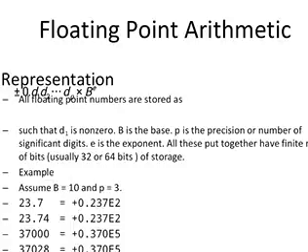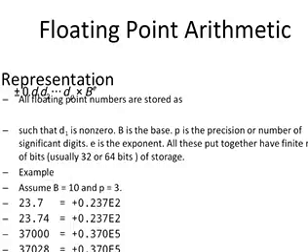Floating point arithmetic. This is the example for the floating point representation. D1, D2, such that D1 is non-zero, B is the base, P is the precision or number of significant digits, and E is the exponent. All these put together have a finite number of bits.